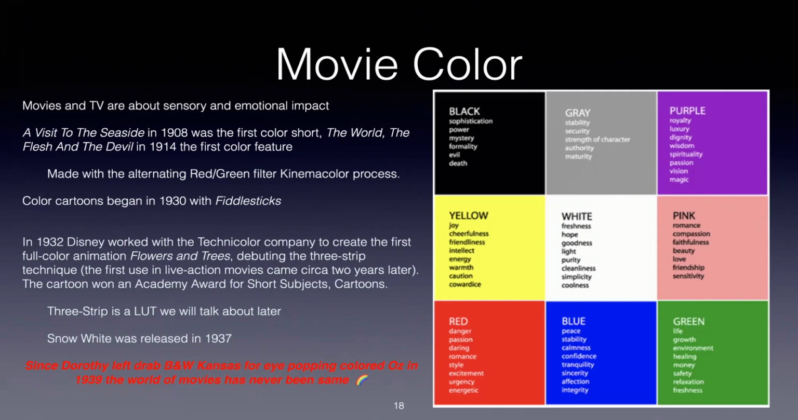Part of this is Technicolor came along at the same time, and Walt Disney made agreements and contracts with them to use Technicolor, which is one of the reasons that Disney always had wonderful color. There's a 3-strip lookup table we'll show later that kind of emulates early Technicolor. And of course, Wizard of Oz is famous for being one of the first mainstream color movies that everybody has seen.